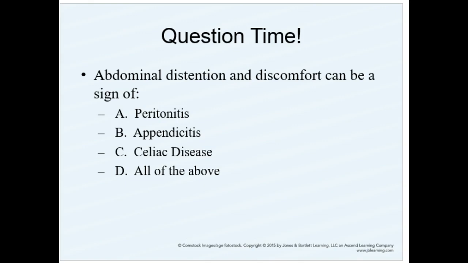Abdominal distension and discomfort can be a sign of A, peritonitis, B, appendicitis, C, celiac disease, D, all of the above.